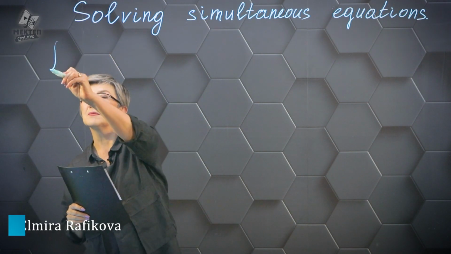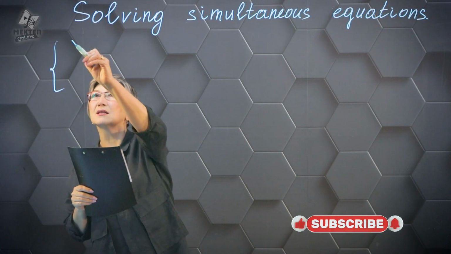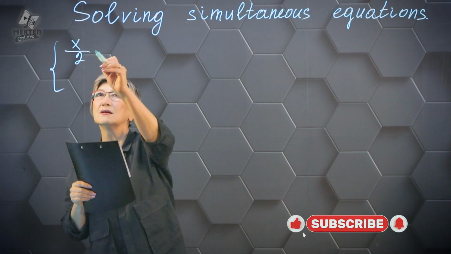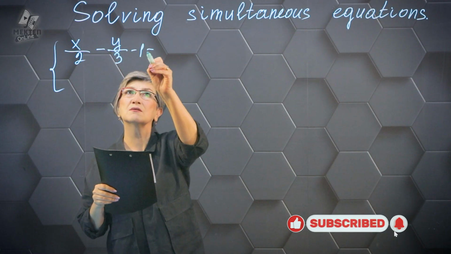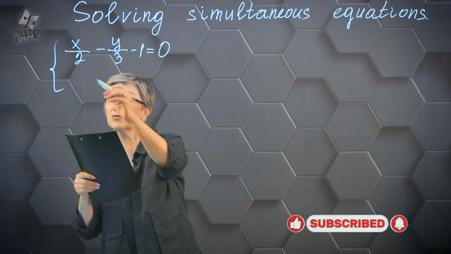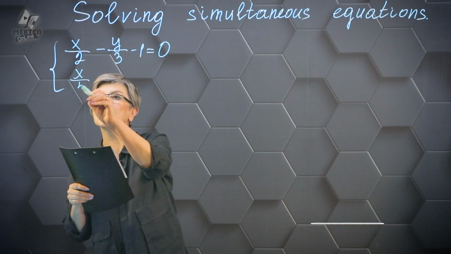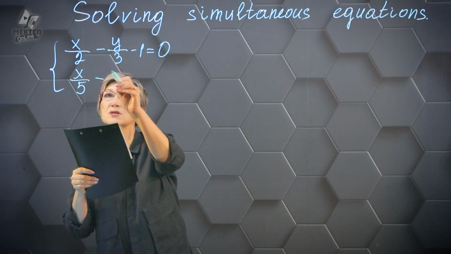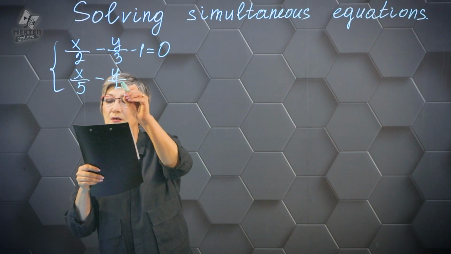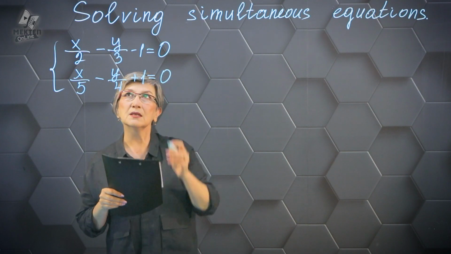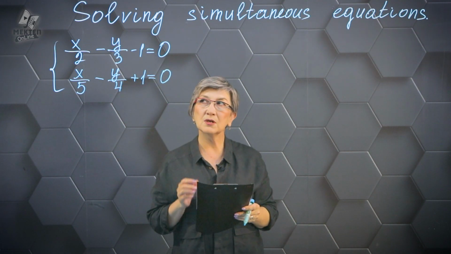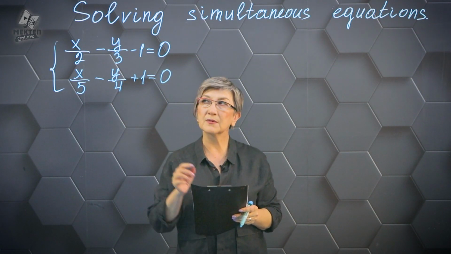In this system of equations, the first one is x over 2, minus y divided by 3, minus 1 equals 0. And the second equation is x divided by 5, minus y divided by 4, plus 1 equals 0. We need to solve the system of these equations.